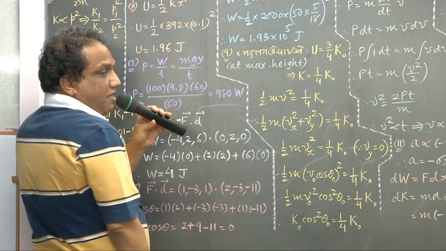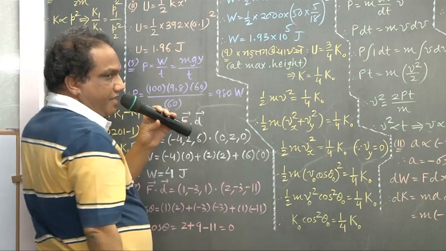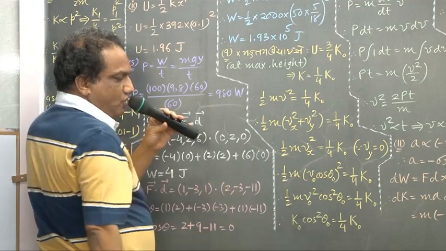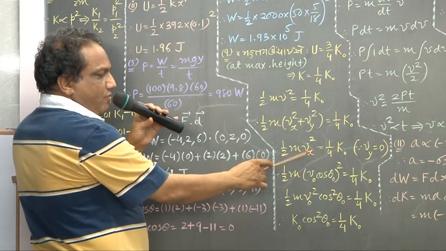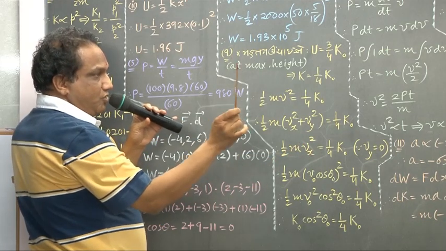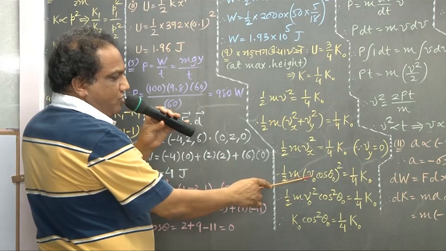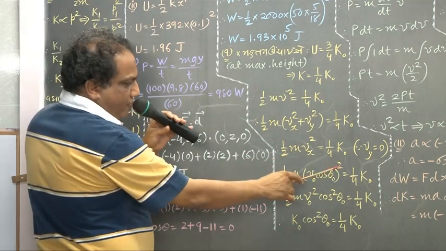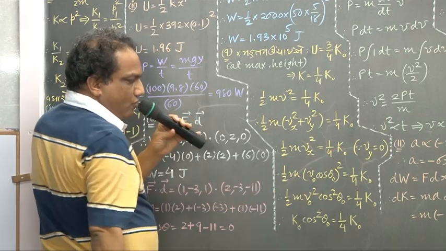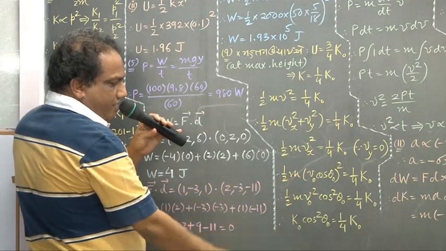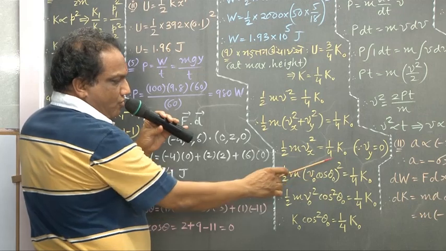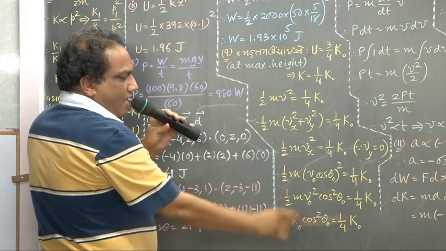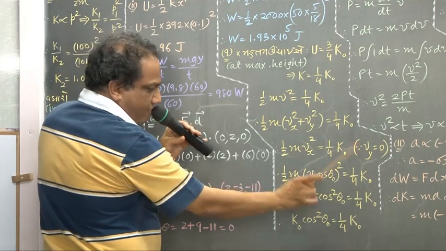Now 1 by 2 m as it is. What is the Vx formula? X component of final velocity is V0 cos theta 0. See, X component of velocity in case of projectile motion remains constant, and it remains constant equal to V0 cos theta 0. Its square equals 1 by 4 k0. 1 by 2 m as it is. Make square of this: V0 square cos square theta 0, and that equals 1 by 4 k0.